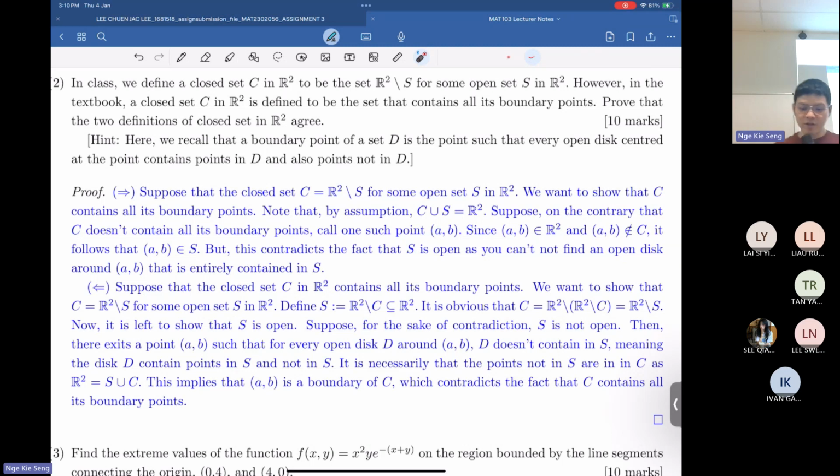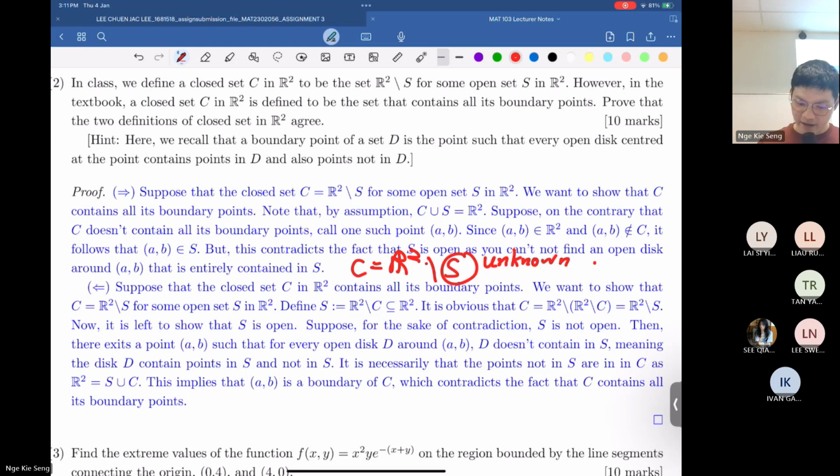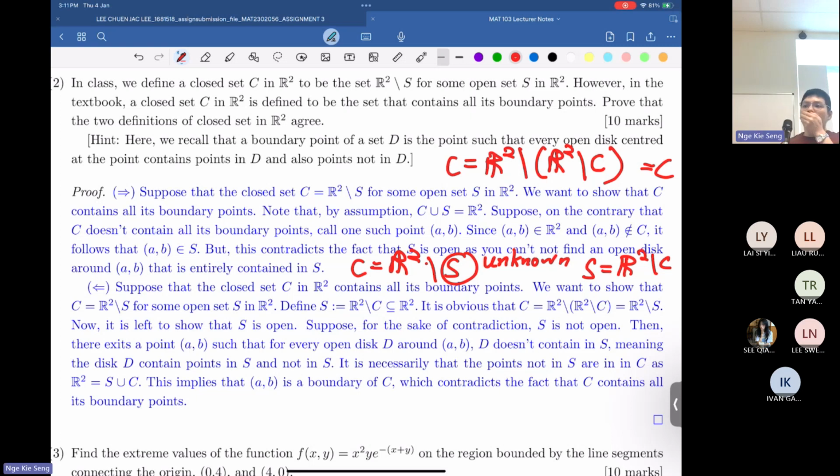Because why? Because you want C, so because you want C equals to R squared slash X. X is the unknown. So meaning what? You just take X equals to R squared slash C. Why? Because if you do it this way, R squared slash C is what? It should be C. Okay.